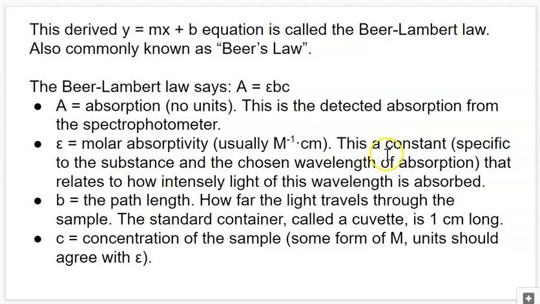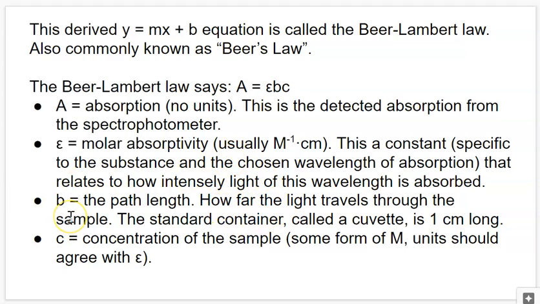And this is a constant that's specific to the substance that you're studying and specific to the chosen wavelength of absorption that you chose for your spectrophotometry experiment. And this relates to how intensely the light of that wavelength is being absorbed. So the higher the molar absorptivity, the more light is being absorbed, and the higher the value for this constant.